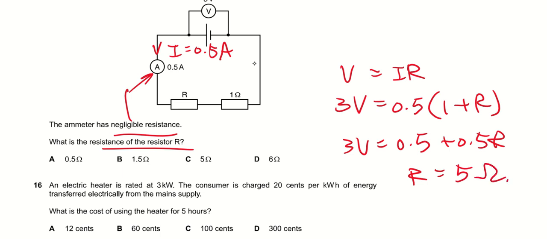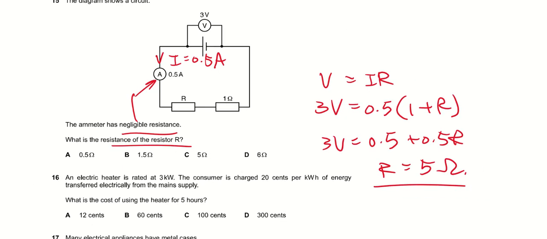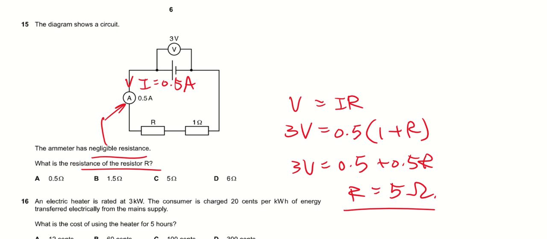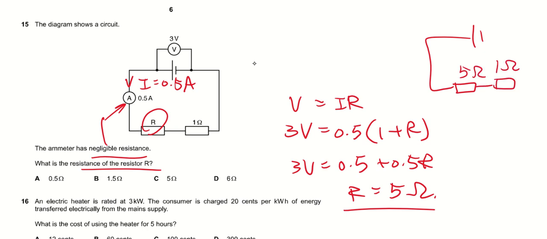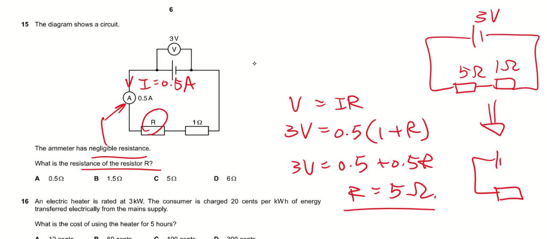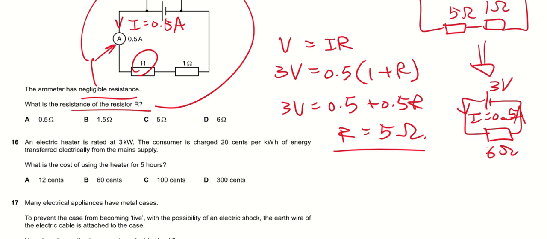That means my R is going to be 5 ohm. Let me check. What if my R is really 5 ohm? I will draw my circuit like that: 5 ohm, then 1 ohm, and then my 3 volts. This will become an equivalent resistance of 6 ohm with 3 volts. If I do that, the current will be 0.5 ampere. So this is another way to do it or to check.